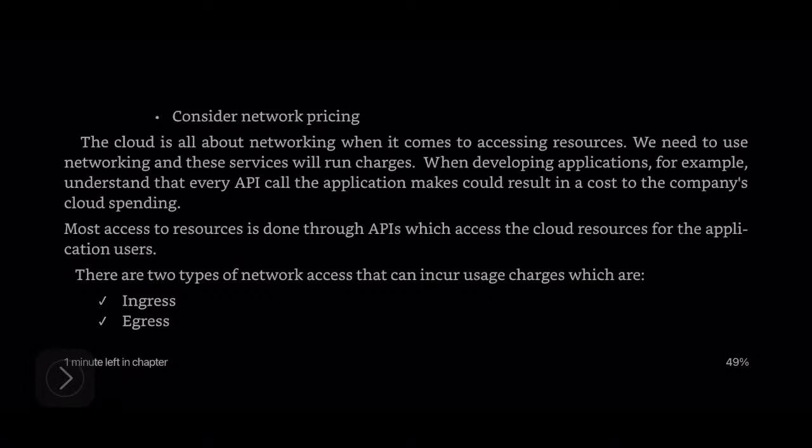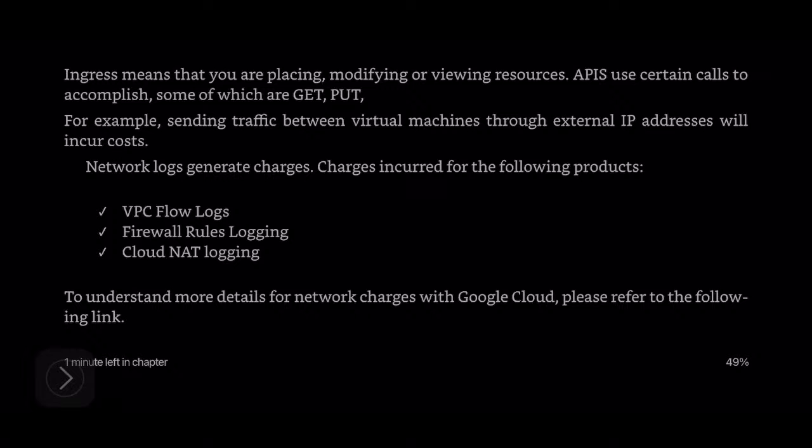There are 2 types of network access that can incur usage charges, which are ingress and egress. Ingress means that you are placing, modifying, or viewing resources. APIs use certain calls to accomplish this, some of which are GET and PUT. For example, sending traffic between virtual machines through external IP addresses will incur costs. Network logs generate charges. Charges are incurred for the following products: VPC Flow Logs, firewall rules logging, cloud NAT logging.